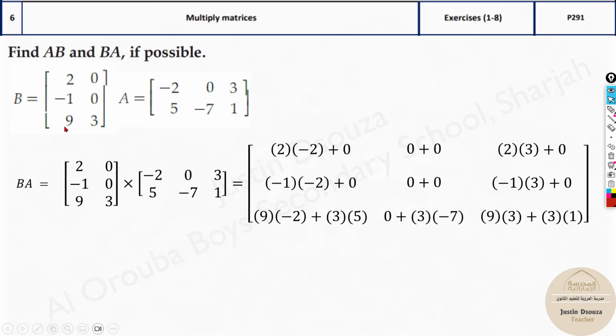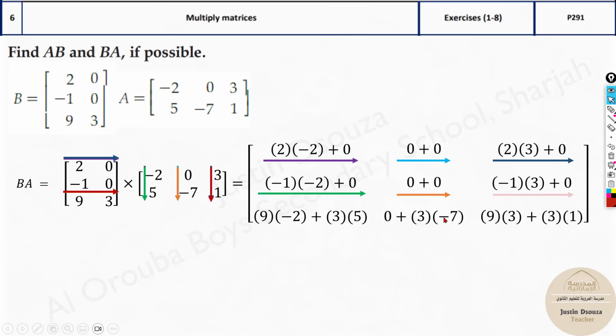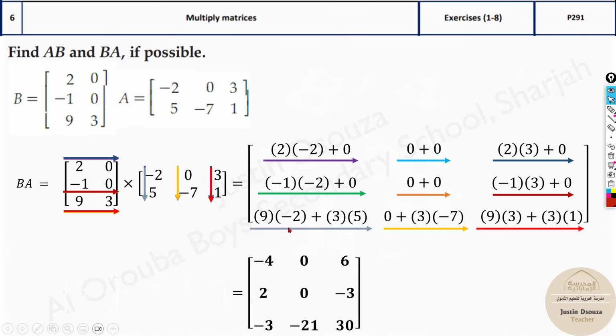Same way you can do for the B and A. It's the first row with the first column, first row with the second column, first row with the third column, and there we go. And same thing, second row, first column, and it just continues. It's a very simple thing. Whereas the same thing is already done for you in the calculator, and we get this answer.